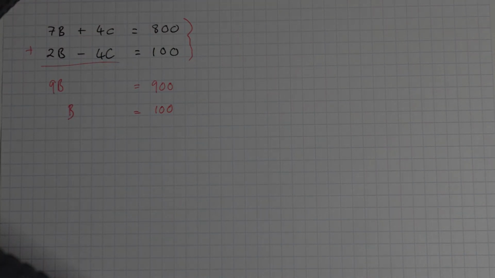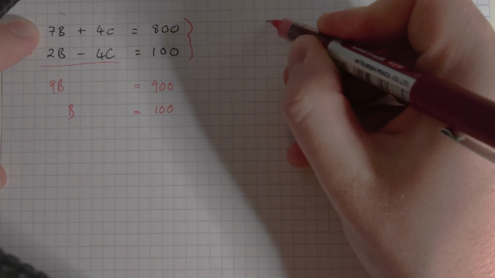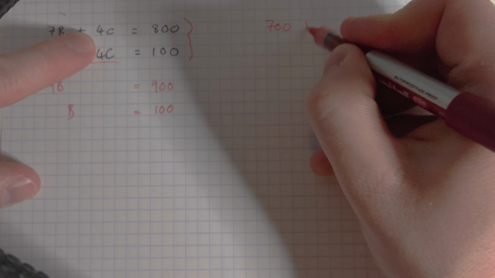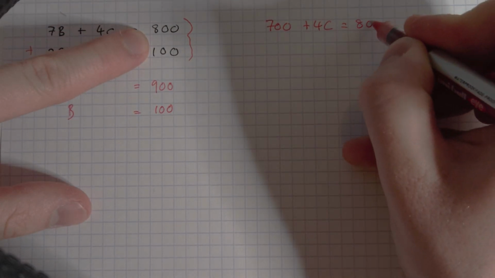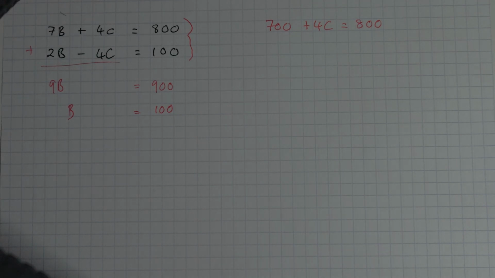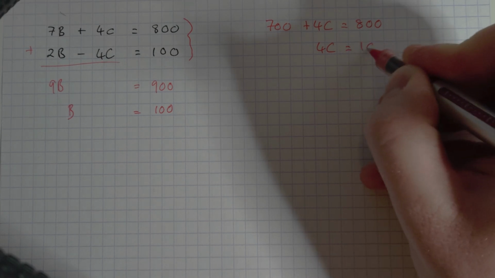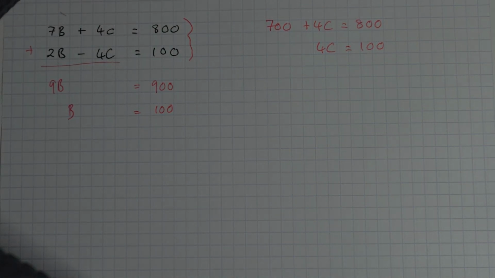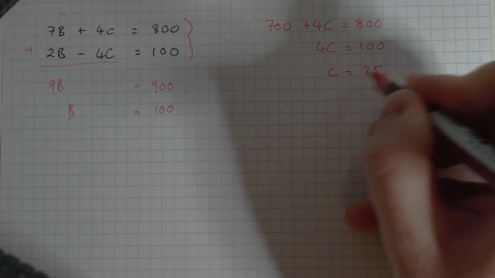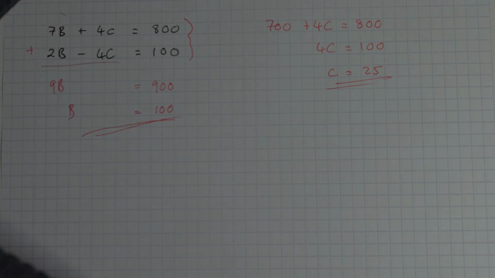Now that you know b is 100, you can substitute this back into either of these. I probably prefer the top one this time because that has all plus signs in it. It's probably easier to work with, but up to you. So if b is worth 100, 7b is worth 700. So 7b plus 4c is 800. So we've got this little equation to solve to help us get c. Let's take 700 from both sides. 800 take 700 is 100. And now divide both sides by 4. That gives me 25. So they are my answers. I've got b is 100 and c is 25.